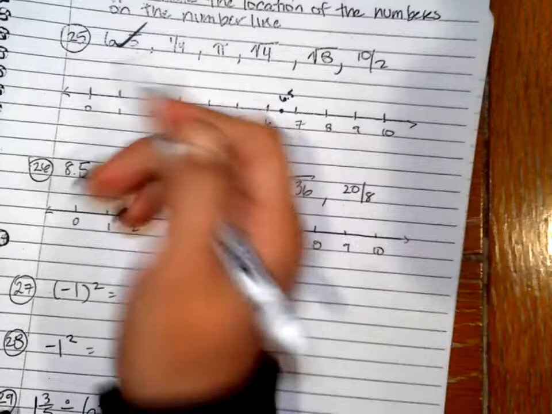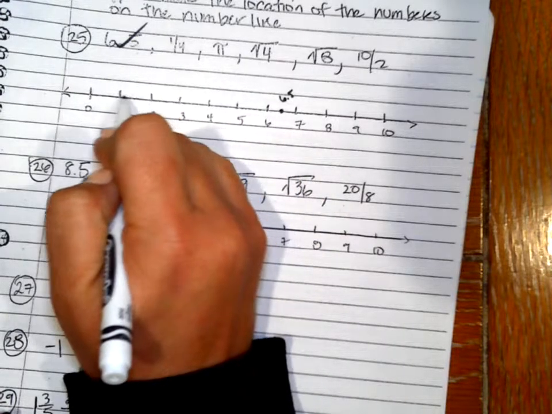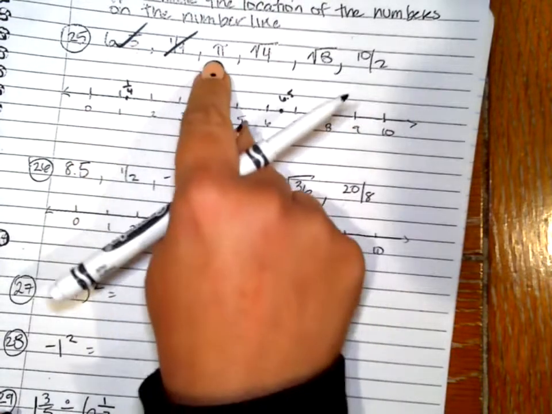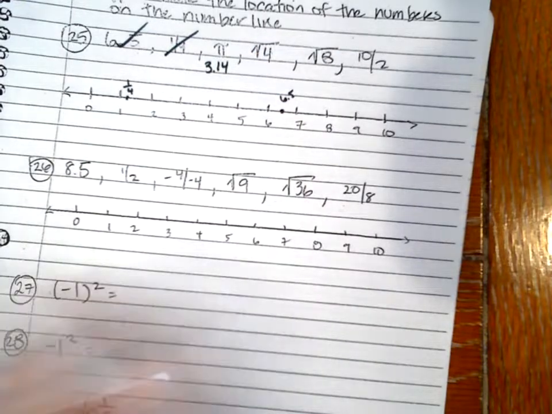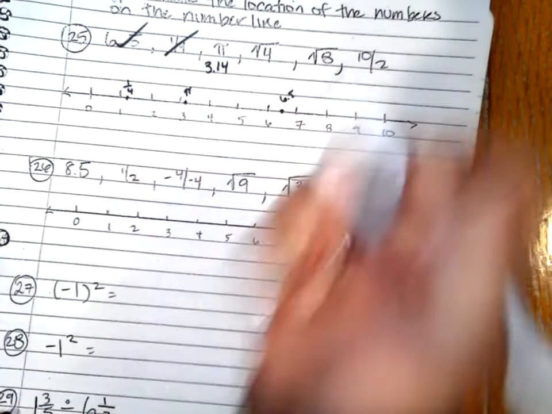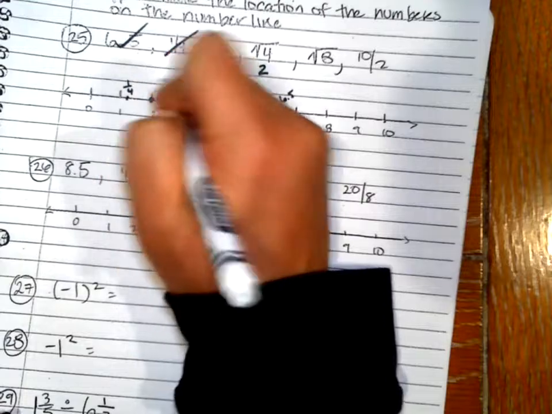1/4. Okay. Again, you're approximating. Okay, we know it's not going to be 1/2. It's less. So I'm going to put them right here. There's 1/4. Pi. We're approximating. So let's approximate at 3.14. Put that guy right about there. Pi. The square root of 4. That's 2. Put that right there.